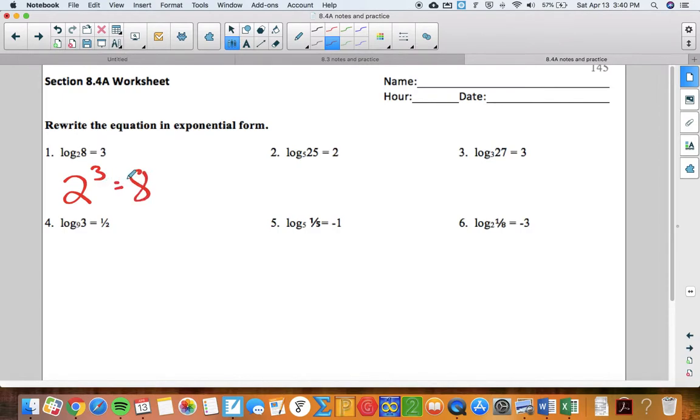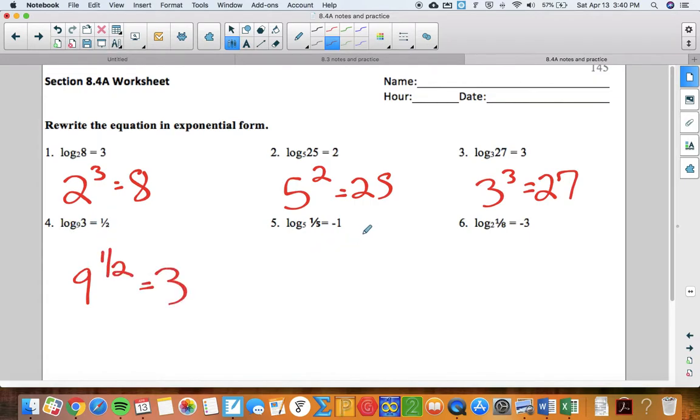And 2 to the third does equal 8. All these are going to be equivalent. It's just learning how to rewrite it, learning how to understand what log notation means versus exponential form. So this base is 5, the power is 2, and that should equal 25. The base is 3, the power is 3, should equal 27. The base is 9, the power is 1/2, which means square root, and that equals 3.